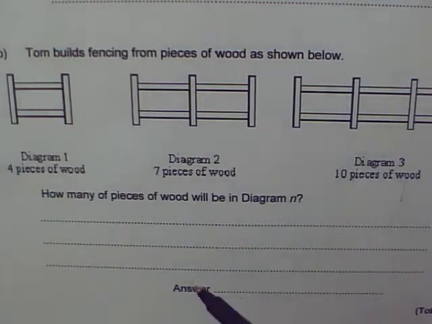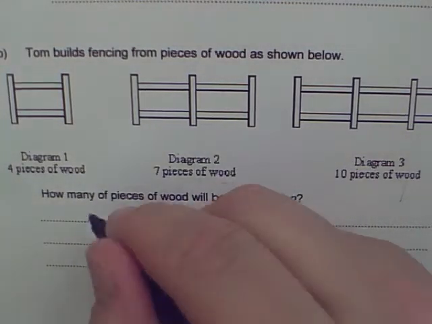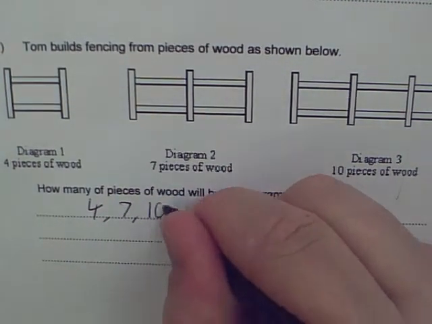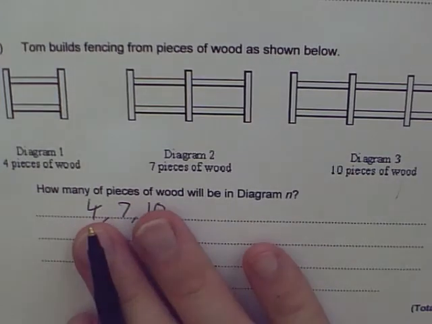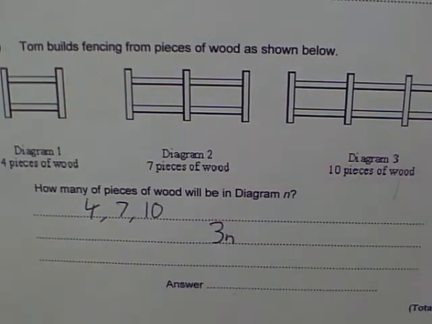So it's asking for the nth term. Right, that's what it wants, the nth term of this sequence. Well, my sequence is 4, 7, 10, and so on and so forth. What is my nth term for this sequence? Well, it's going up in 3s, so it's going to be 3n.